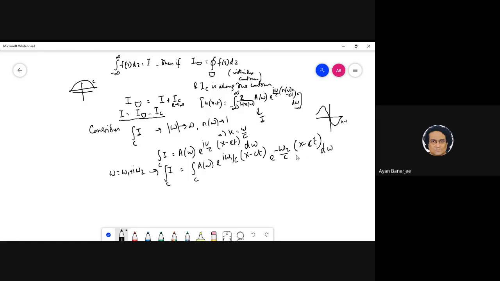Obviously this will vanish, right? Because now you have x minus ct greater than 0, which basically means that at large omega 2s, which is going towards infinity, obviously this will vanish. This will become exponentially small. That's why omega 2 also needs to be positive. Yes, that's why upper, correct.